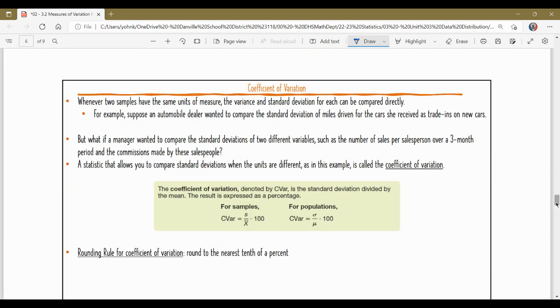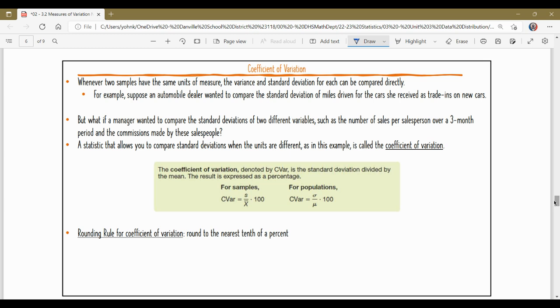So let's talk about another way that we can see how the values are varied. Whenever 2 samples have the same units of measure, the variance and standard deviation for each can be compared directly. So that's what we just did. For example, suppose an automobile dealer wanted to compare the standard deviation of miles driven for a truck or miles driven for the car she received as trade-ins on new cars. Well, since they're all cars, I can compare them.